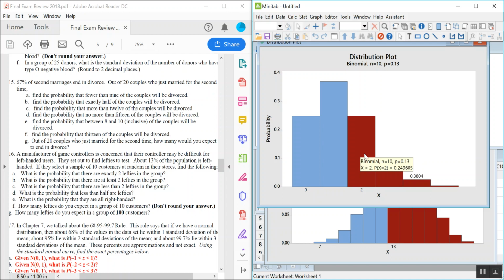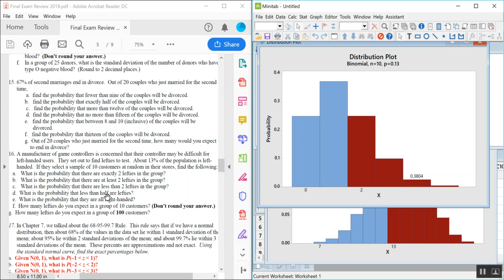So you can also use this to do C, which is there's less than 2 lefties, which would correspond to 1 or smaller, which would be 1 and 0, which would be these two. So you can do 1 minus 0.3804 to get C.